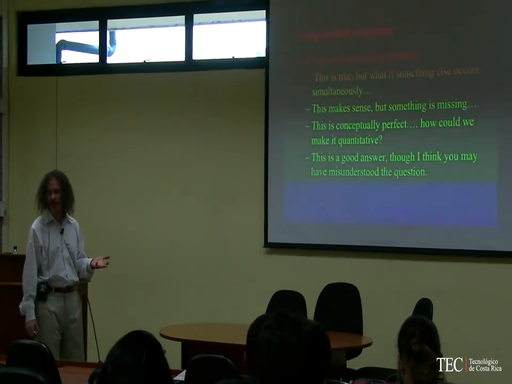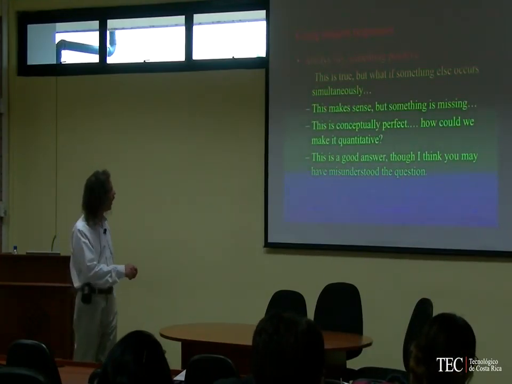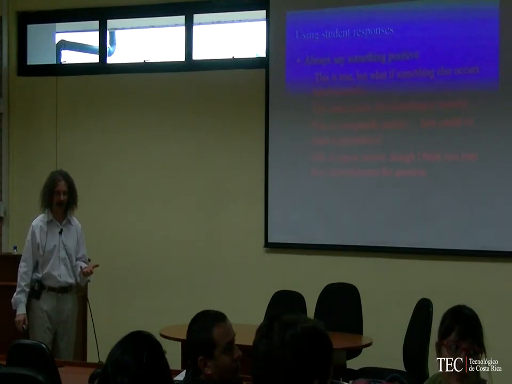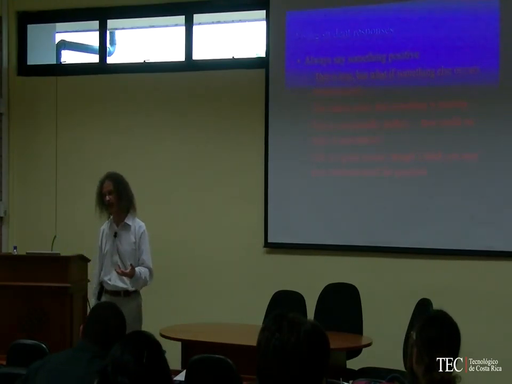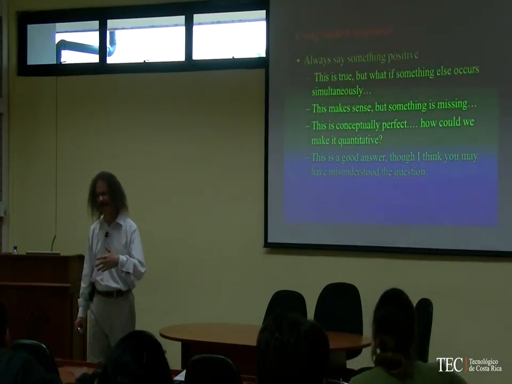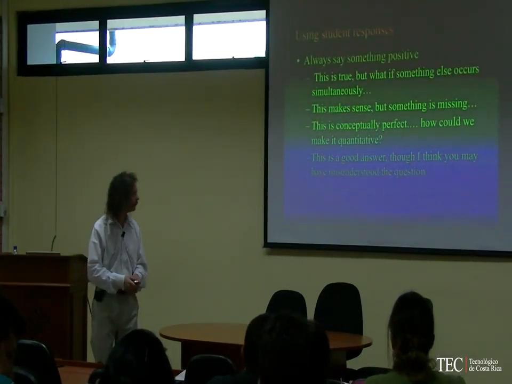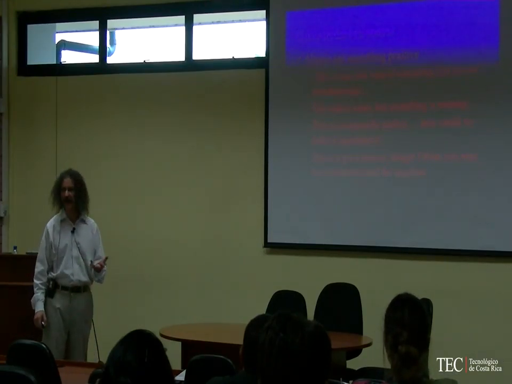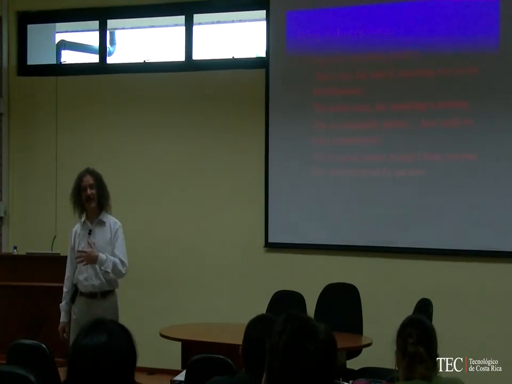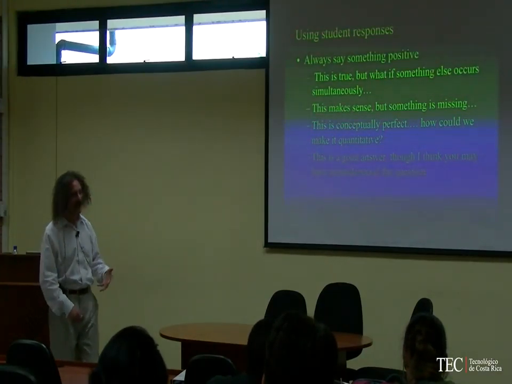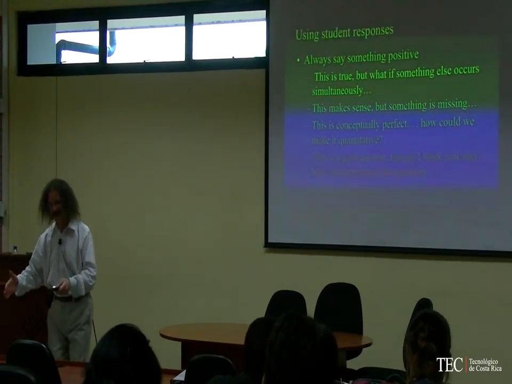You can say, this is true, but what if something else occurs? That could be said about that middle one, or the first answer I had to that question. You can say, this makes sense, but something is missing. You can say, this is conceptually perfect, but how can we make it more quantitative? Sometimes students will give a qualitative answer, but then give you no idea if they know how to actually do a calculation. And you want to say, okay, we can make this a little bit more specific. You can even say stuff like this: this is a good answer, but I think you may have misunderstood the question. That means this is completely tangent to my point. But I like the way you said it. So I will say something nice to you and then bring you back to the subject that's really important.